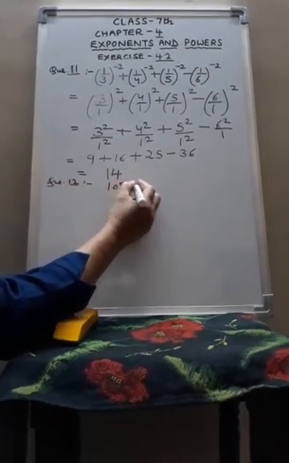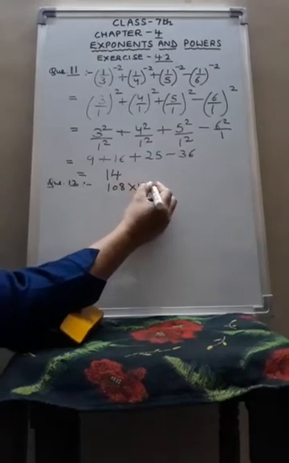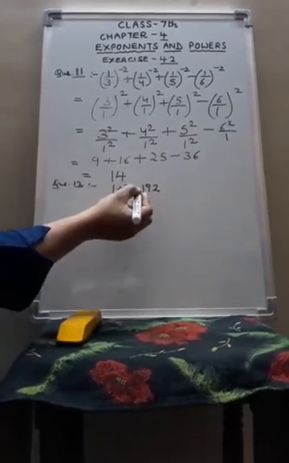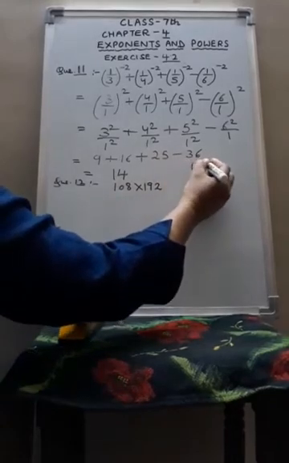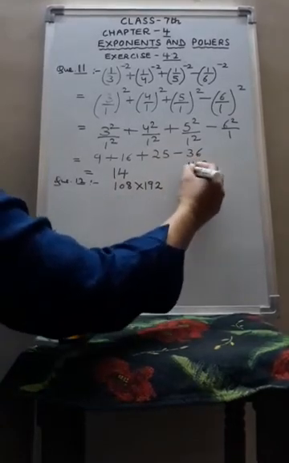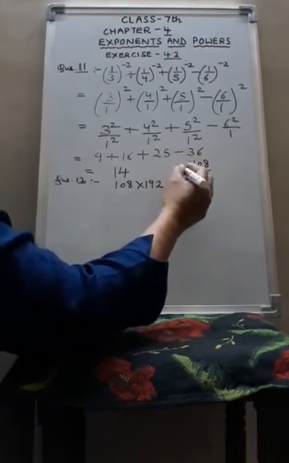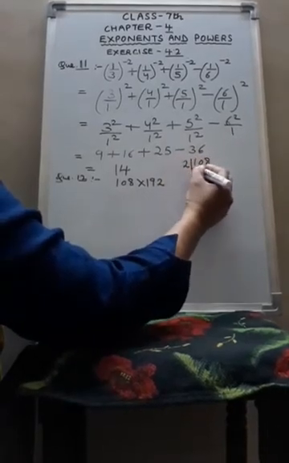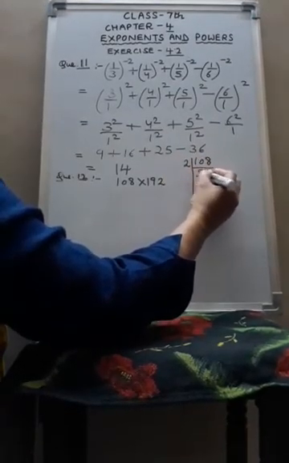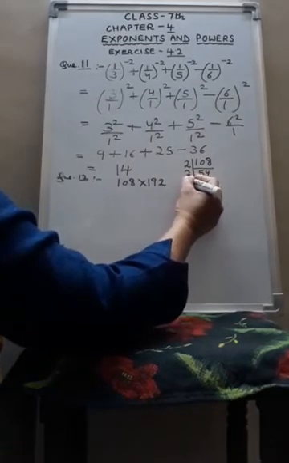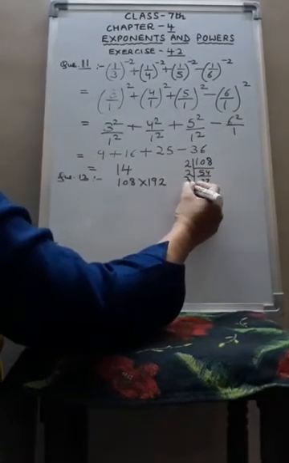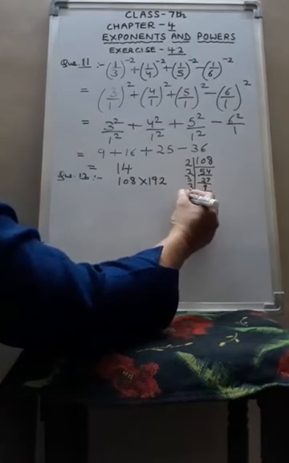Now question number 12. 108 multiplied by 192. We have to express it in the exponential form. Children, this kind of question you have done earlier also. To write it in exponential form, we will find the prime factors, like 108 divided by 2. 2 5s are 10, 2 4s are 8, then 2 27s are 54, 3 9s are 27, 3 3s are 9, 3 1s are 3.